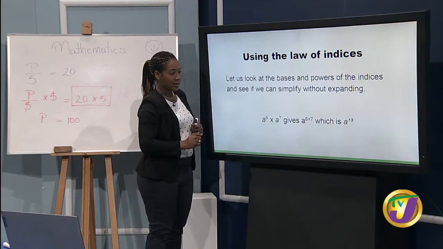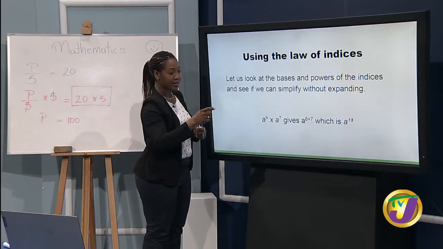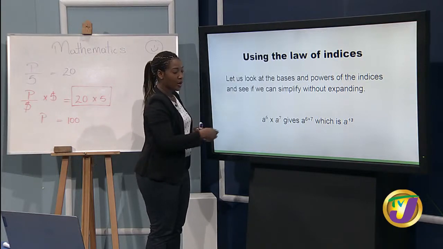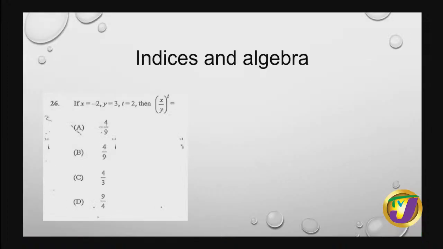So A raised to the 6th power multiplied by A to the 7th power gives us A to the power of 6 plus 7. So in this instance, when the base is the same, we can just add the exponents. Okay? So you'd add the 6 and the 7, giving you 13. So that would be the simplified way, but without expansion. All right. So our first question here, guys.